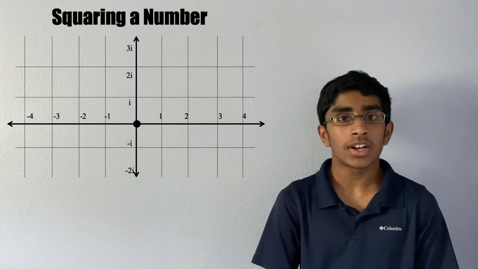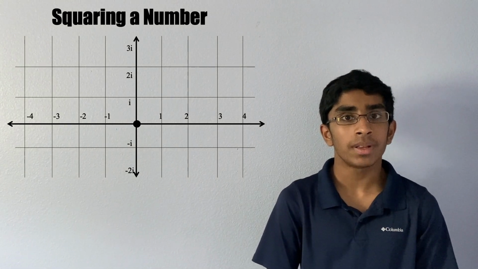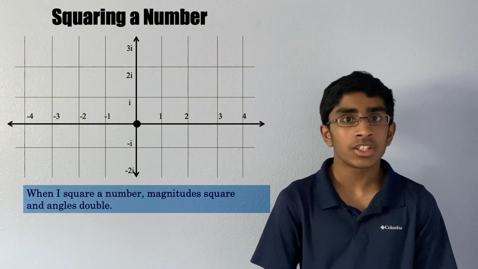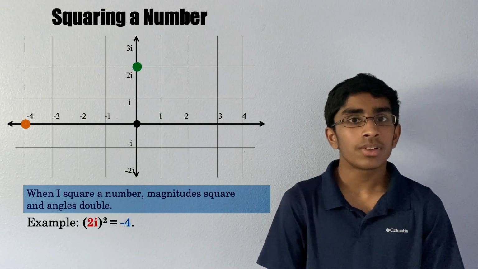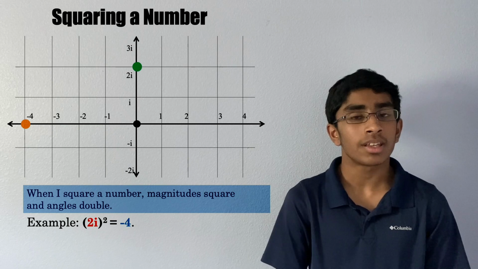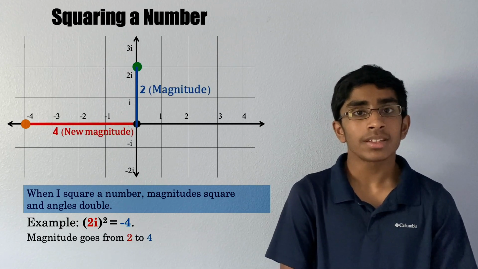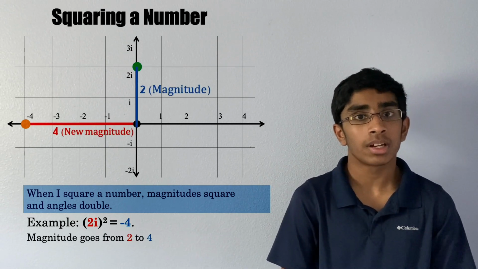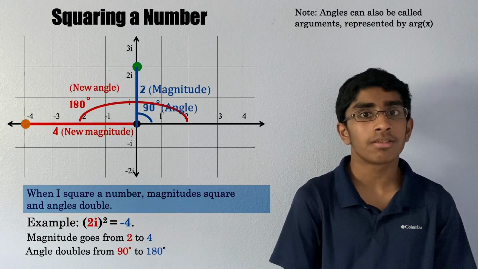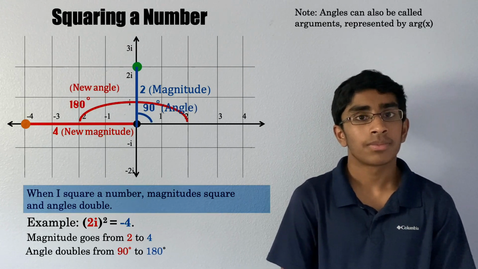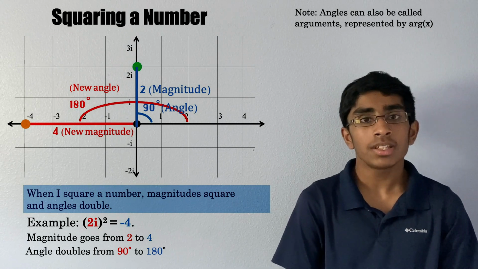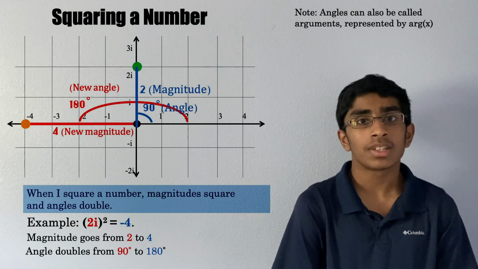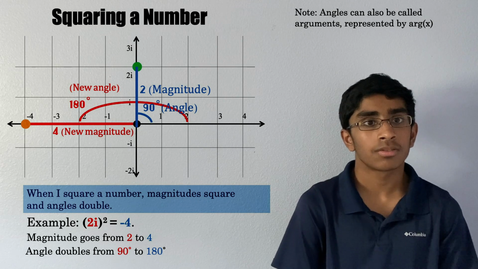The next step is to understand the square of a number in the complex plane. It turns out that if I square a number, my magnitude squares and my angle doubles. For example, the quantity 2i squared equals -4. In this case, my magnitude goes from 2 to 4, and my angle doubles from 90 degrees to 180 degrees. If we try other examples, the same scenario happens. Pause this video if you would like, and try more examples to convince yourself this really works.